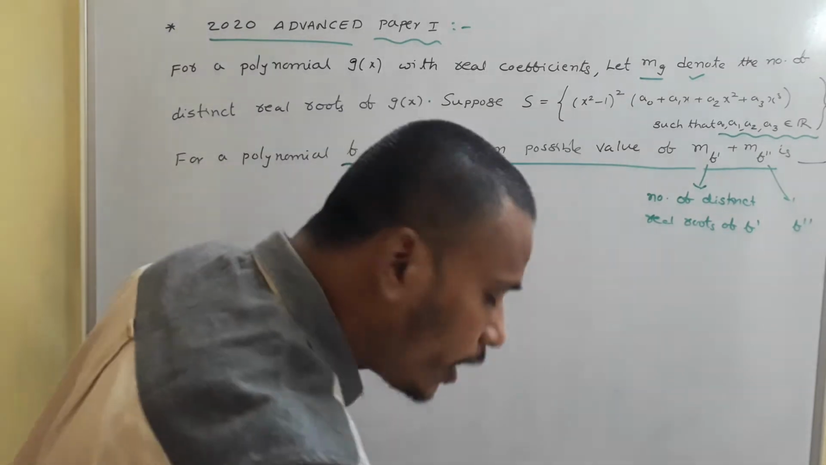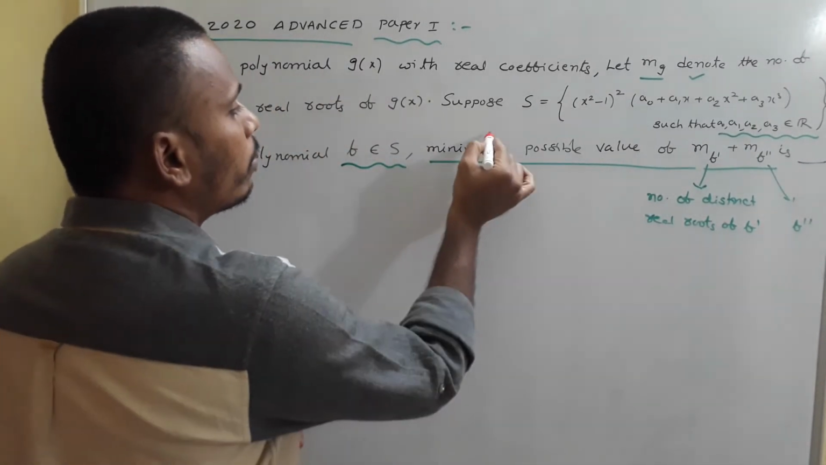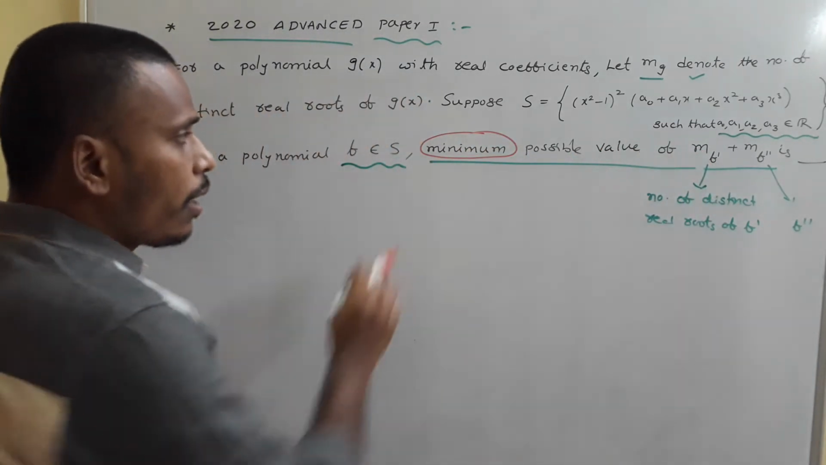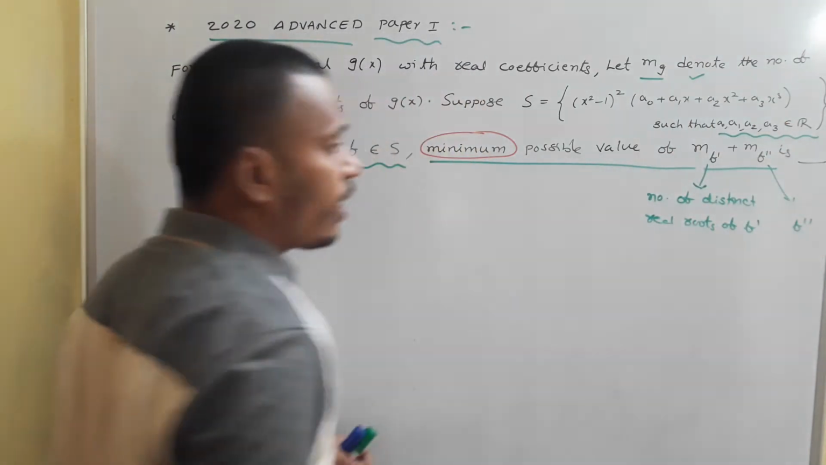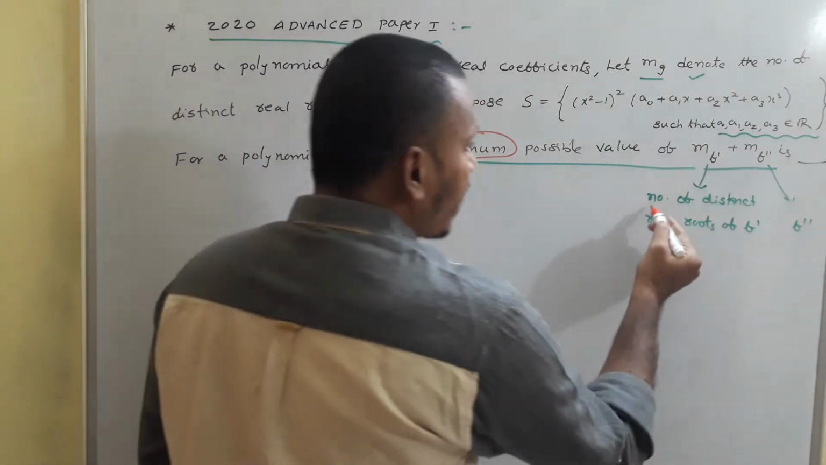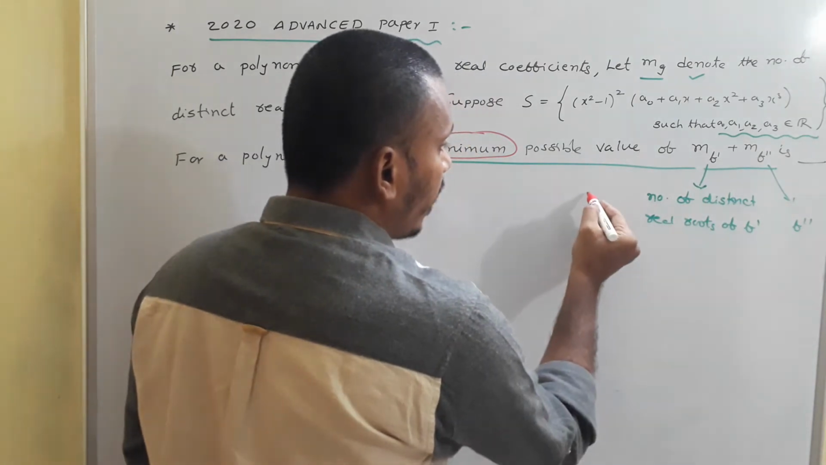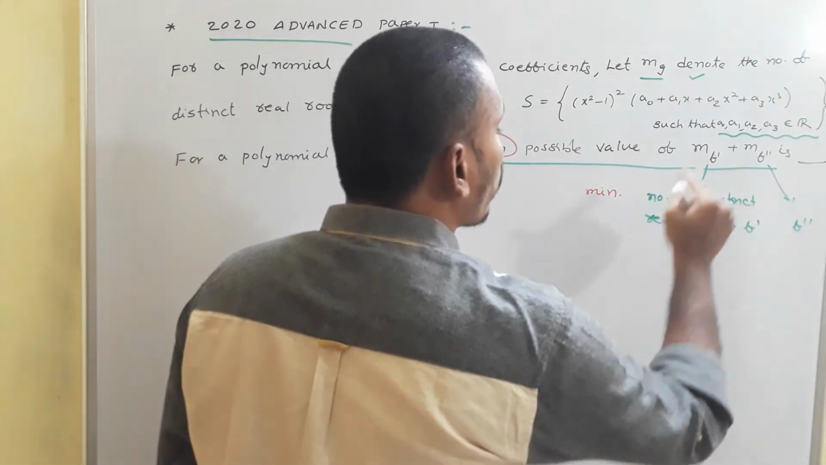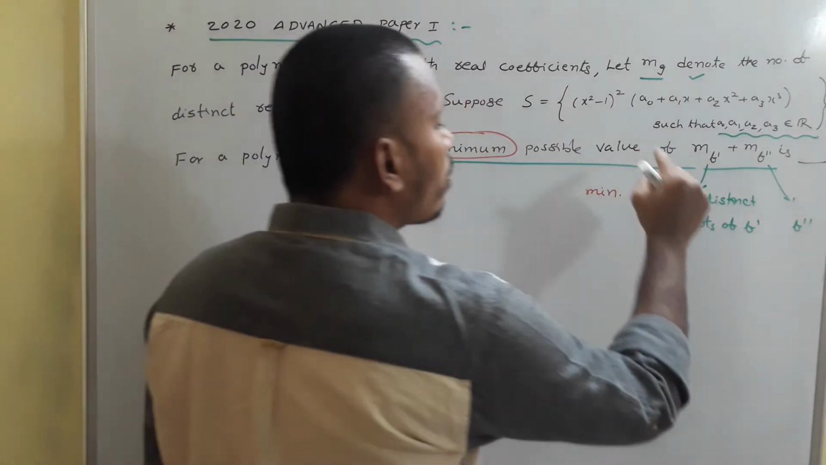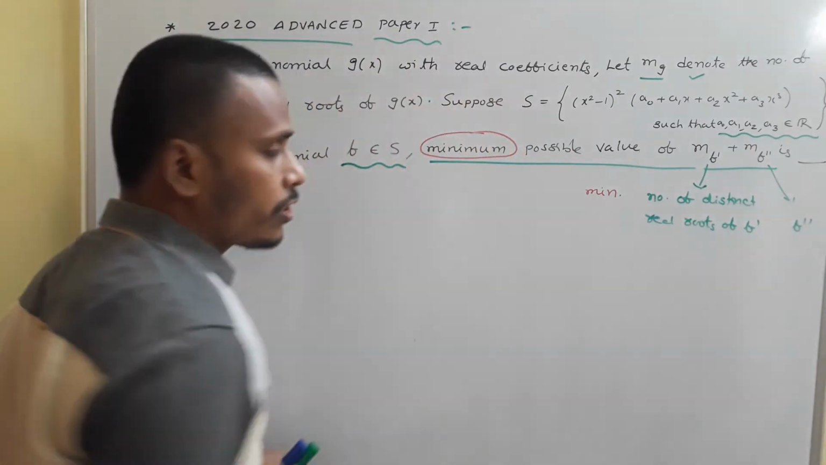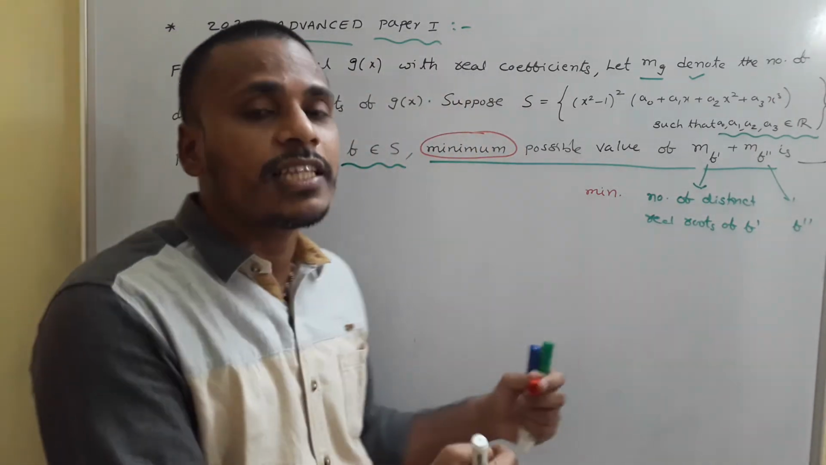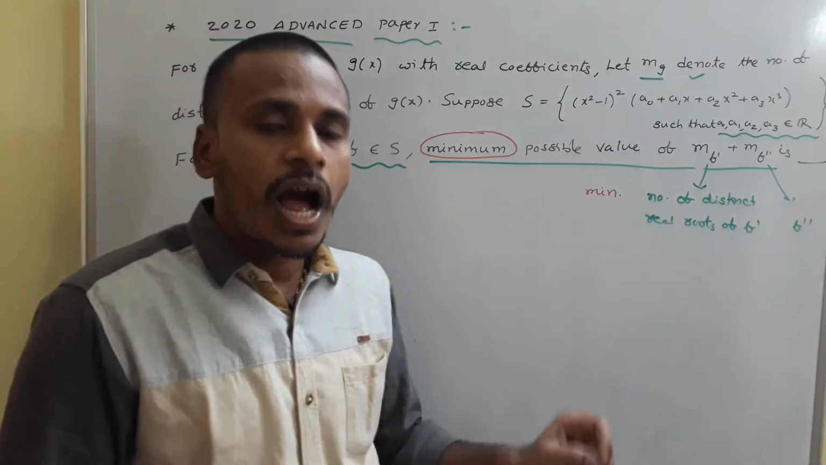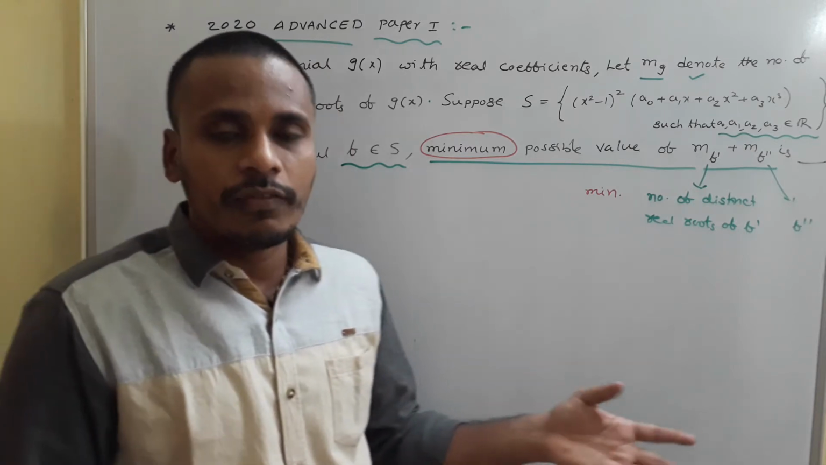And one more thing here, you need to concentrate on the word minimum. Minimum possible value of mf dash plus minimum possible value of mf double dash we need to find. See, mf dash is the number of distinct real roots of f dash, but our concentration is on identifying the minimum number of distinct real roots of f dash as well as the minimum number of distinct real roots of f double dash. So this is the way of analyzing the problem. Every problem needs analysis, a plan and implementation of that plan. At the end we will conclude the question.